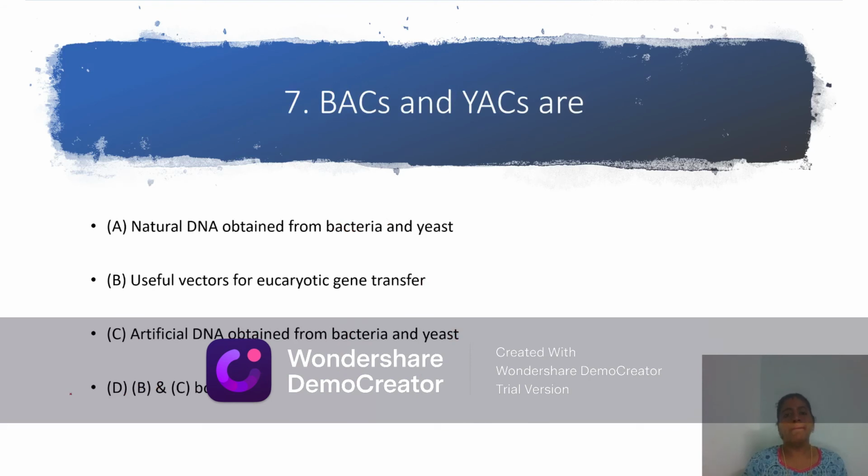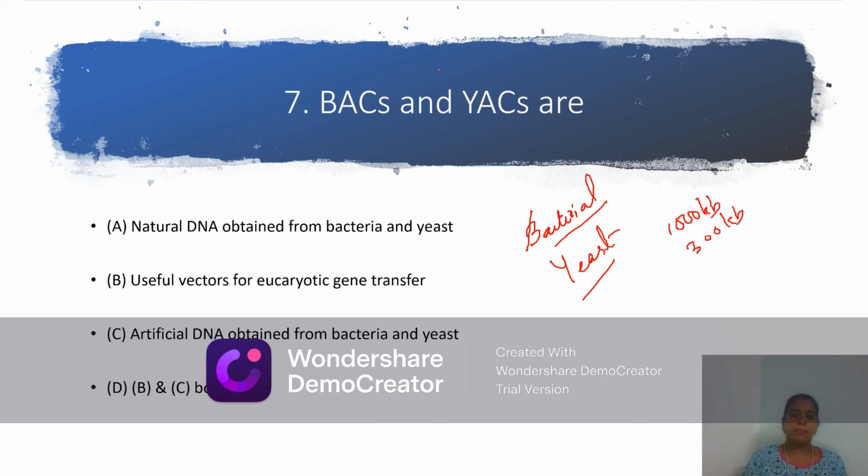Number 7. BACs and YACs. So what are BACs and YACs? Bacterial artificial chromosome as well as yeast artificial chromosome. We already told they can carry around 1000 kb and 300 kb of foreign DNA. Okay, so regarding BACs and YACs, which statement is correctly matching?